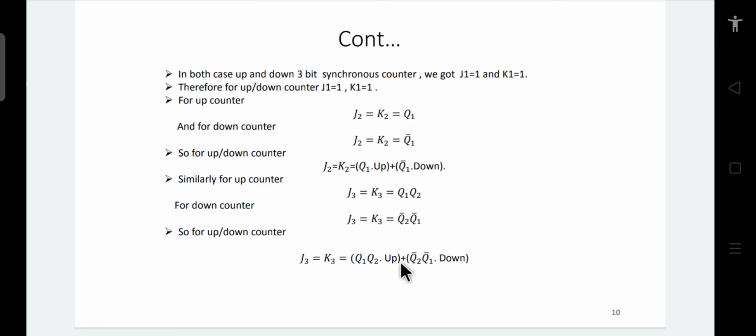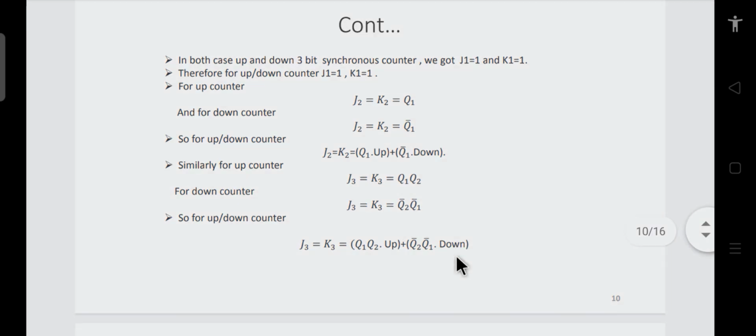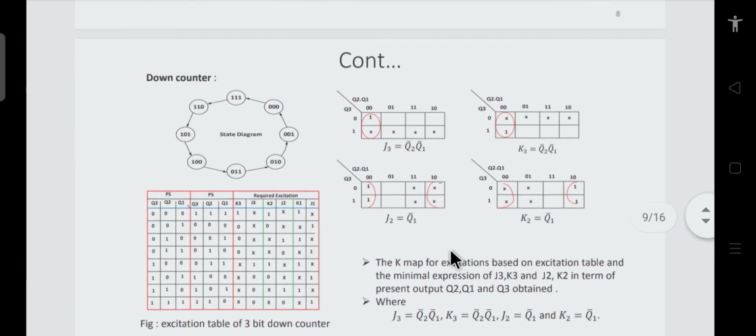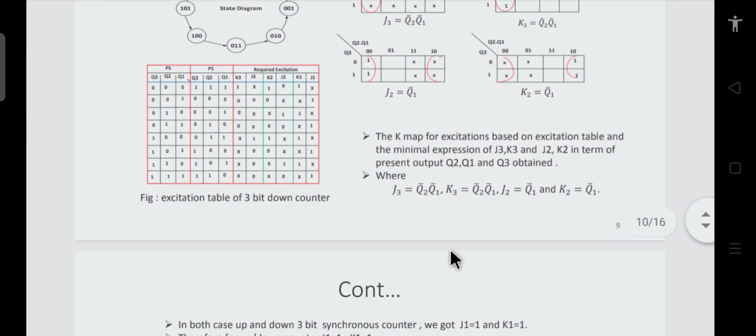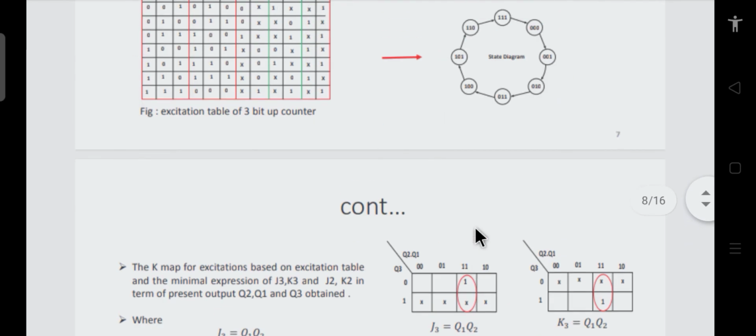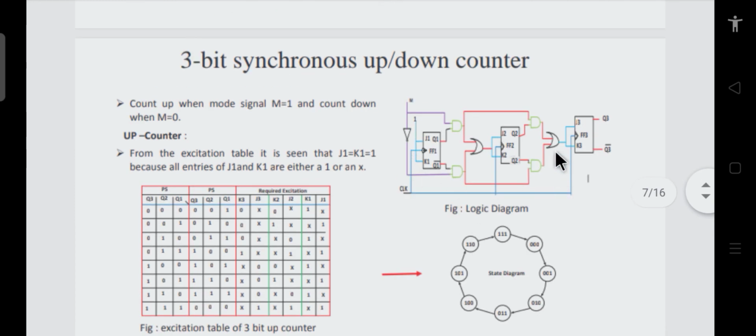When the other block gets activated, then the circuit counts in the downward direction. So this is what our circuit is. If I show the circuit now, after finding all this expression, I should have included the circuit in the last slide, but I have included it in the first slide. So let me explain this to you. How does this circuit look?